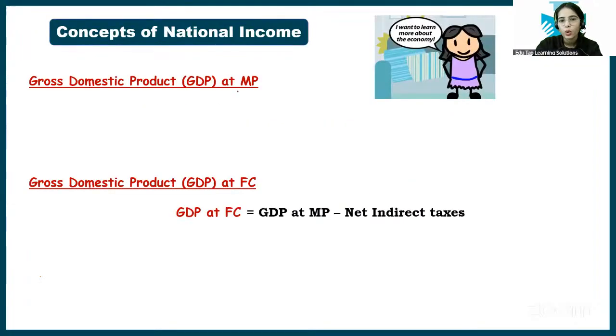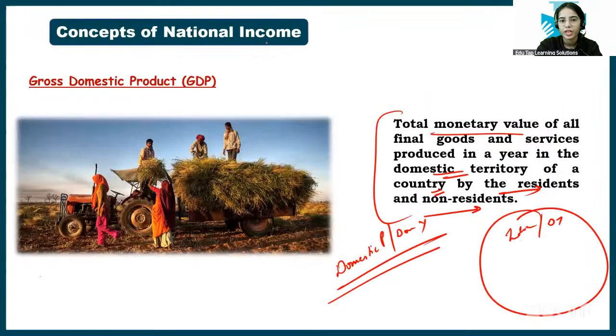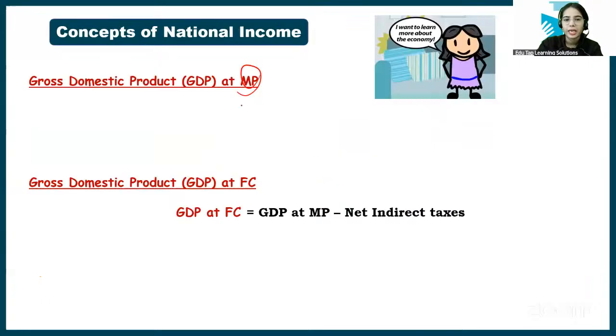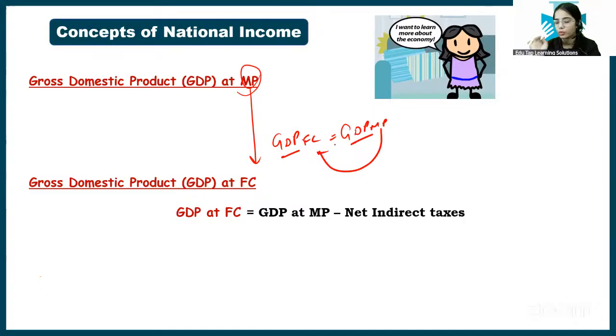Okay. So we already know the definition. Whenever the GDP is written, that means it is at market price. So we already know the definition of GDP at market price. Monetary value means market value. Now, if we are going from GDP at MP to GDP at FC, GDP is the same. You have to go from market price to factor cost. What do you have to do? Deduct the indirect taxes. Yes.